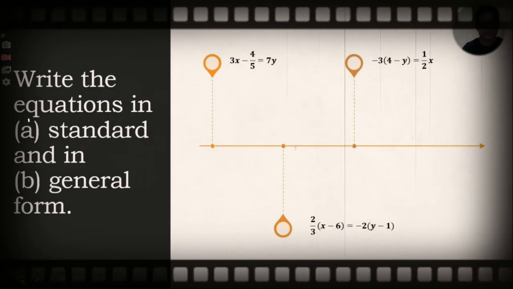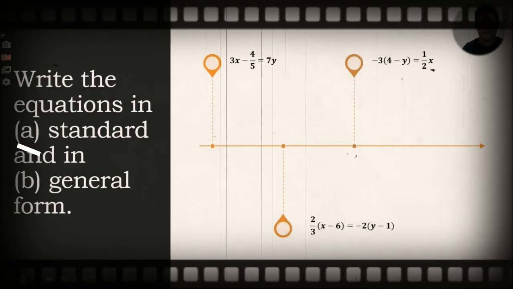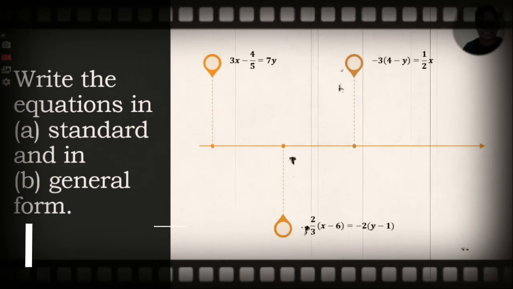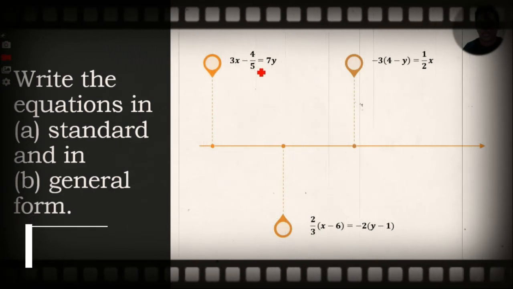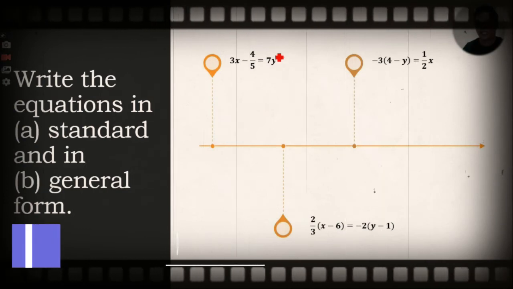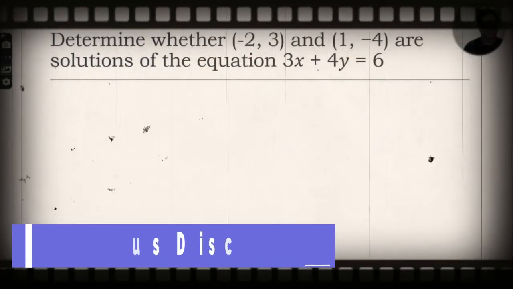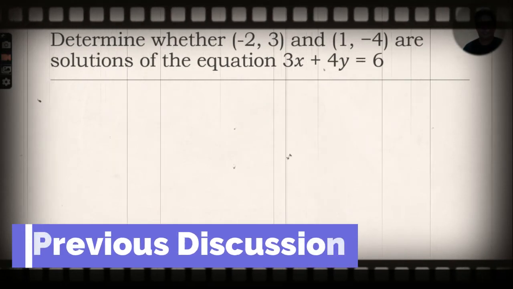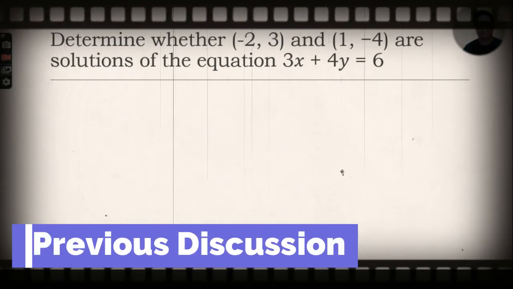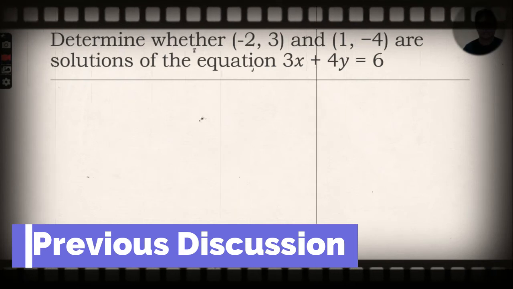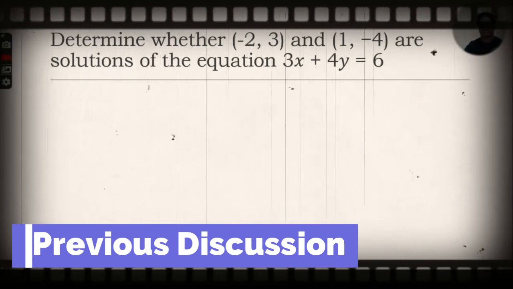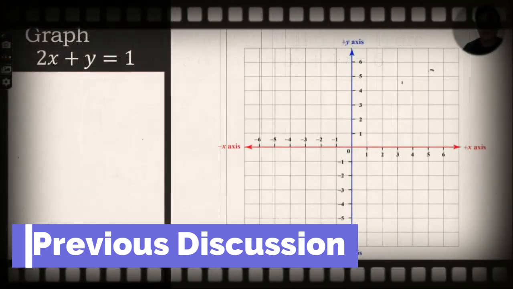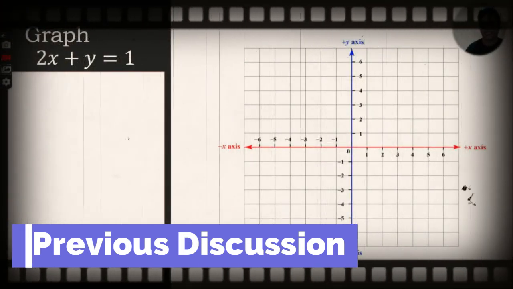We're going to write the equations in standard and in general form. Let's have this equation, 3x minus 4 over 5 is equal to 7y. Then we determine whether the points (-2, 3) and (1, -4) are solutions of the equation 3x plus 4y is equal to 6. Let's have the graph of 2x plus y is equal to 1.